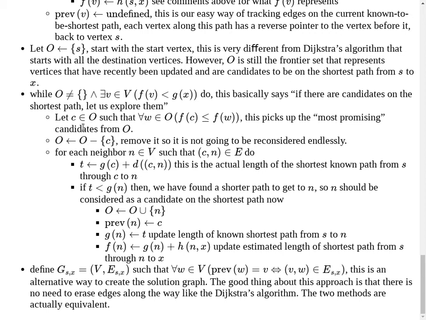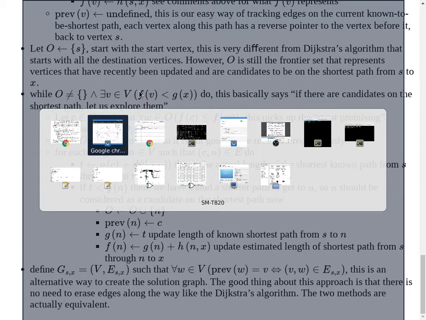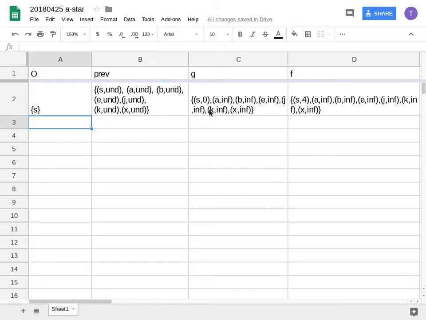Well, first of all, O is definitely non-empty. It satisfies the first condition. Now we look at the second condition. Is there at least one vertex of the entire graph so that its F value is less than its G value? So we look into the spreadsheet again. So let's see if I made a mistake here. The F value is less than the G value. Oh, I cannot use that, huh? Because that condition is not true. We are supposed to get out of the loop.